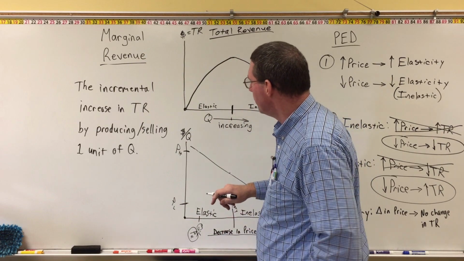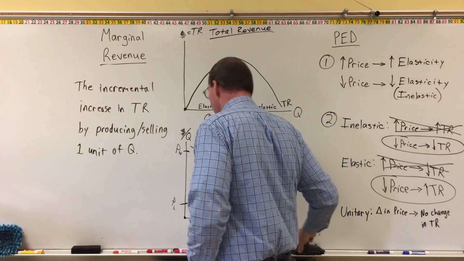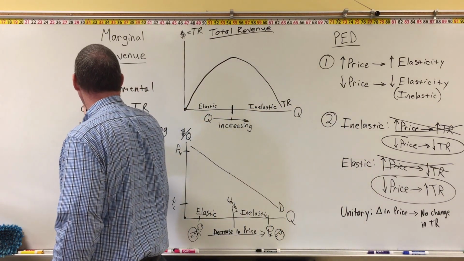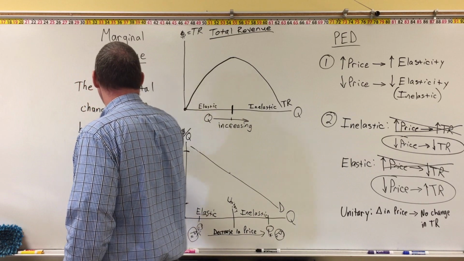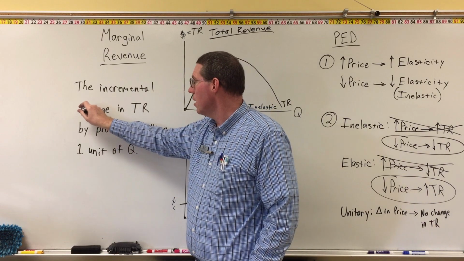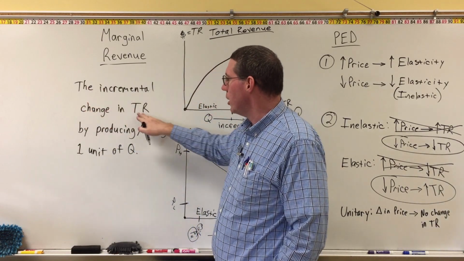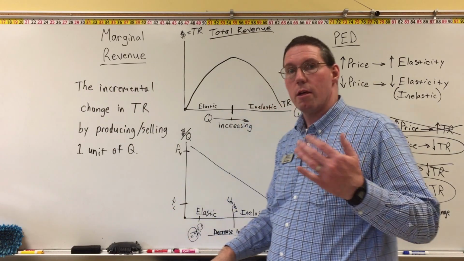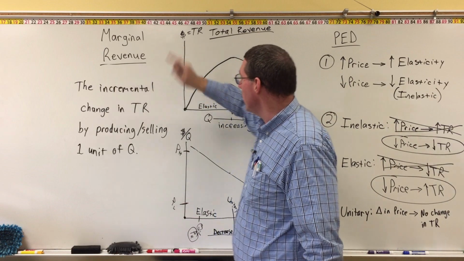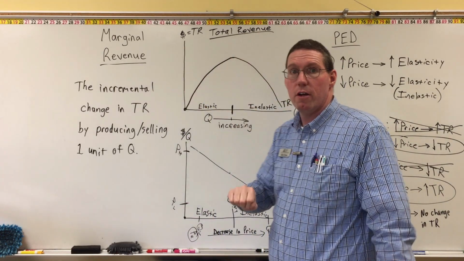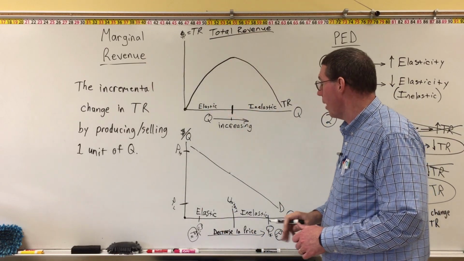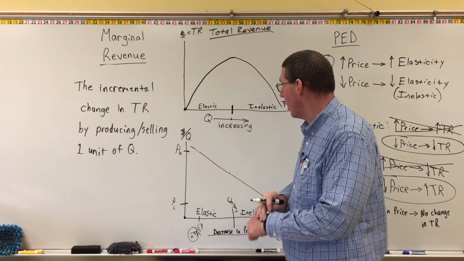So here's what I want to show you. Actually, I shouldn't say the incremental increase in total revenue. Marginal revenue is simply the incremental change in total revenue by producing or selling one more unit. It is technically the rate of change in total revenue. And for you calculus folks, it's important that you understand that the marginal revenue curve is basically the derivative of the total revenue curve. But if you don't understand calculus and derivatives, then ignore what I just said.